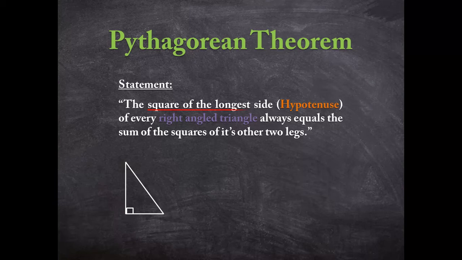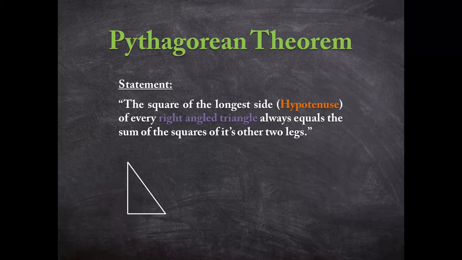First, the square of the longest side always equals the sum of the squares of its two other sides. As we know, every triangle has three sides, so the square of the longest one always equals the sum of the squares of the remaining ones. Secondly, it is true only for right triangles, meaning a triangle with a 90-degree angle.